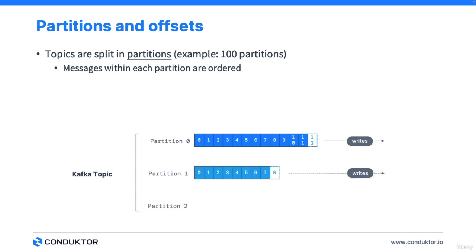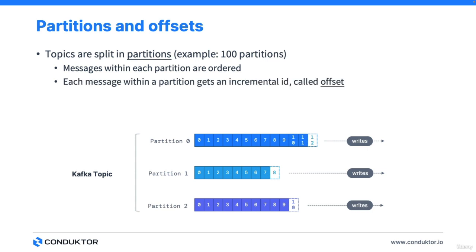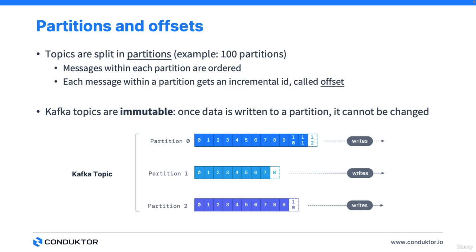This is the same case when I write data into partition 1 of my Kafka topic. The ID will keep on increasing, and so on. The messages in these partitions get an ID that's incrementing from 0 to whatever. This ID is called a Kafka partition offset. You will hear me saying offset a lot in this course. As we can see, each partition has different offsets.